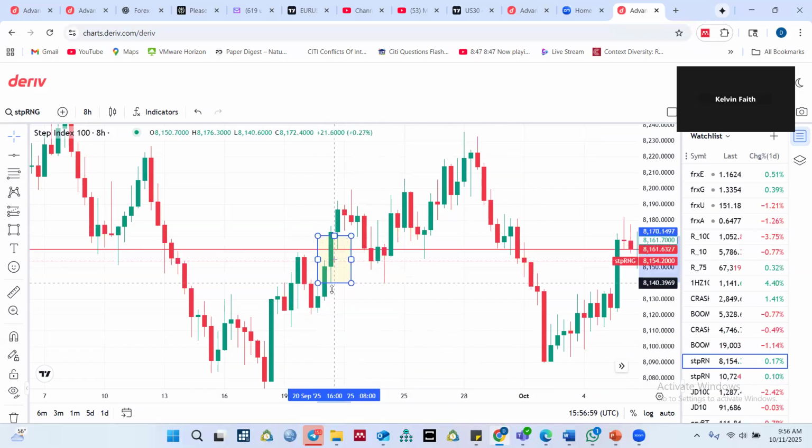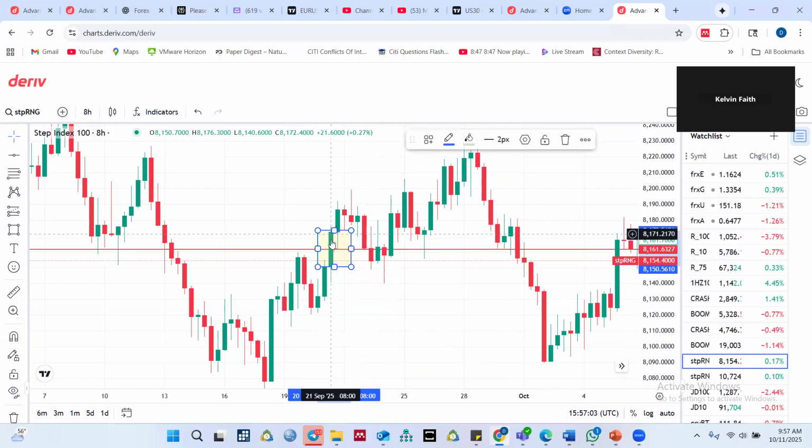Now, the moment price comes up and gets a body close above it, okay, look at the momentum. This is telling you that the buyers are in charge again. So you have to look for buys.